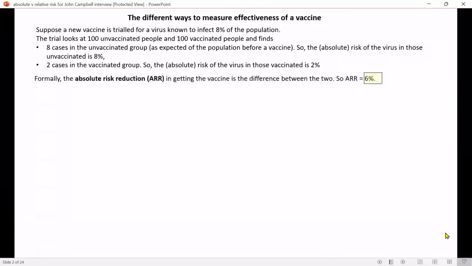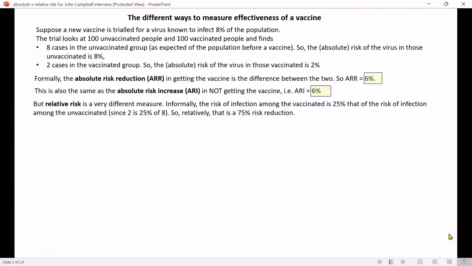So formally, the absolute risk reduction in getting the vaccine is just the difference between those two risks. So it's the absolute risk of infection without the vaccine minus the absolute risk of infection with the vaccine. So it's just 8 minus 2, and that gives you your 6%. That is the absolute risk reduction measure.